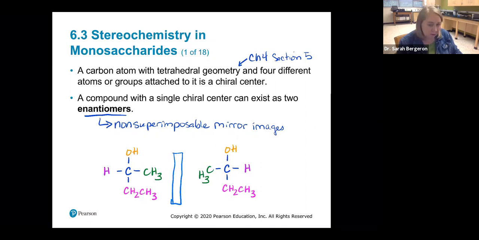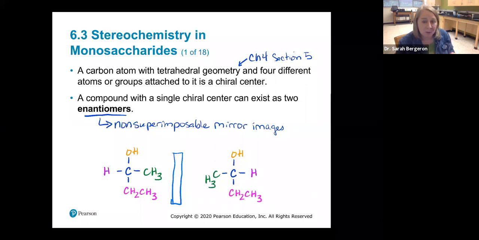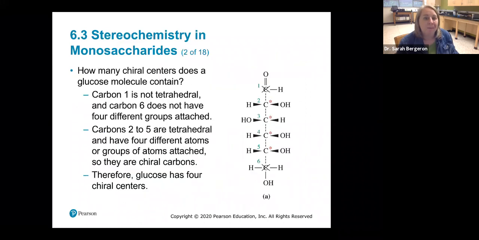It is tetrahedral, but if I took these 2 and I superimposed one on top of the other, look what would happen. My hydroxyl group would superimpose, my CH2, CH3 group at the bottom would superimpose, but what's my problem? My problem is left and right. Left and right, I have 2 different things, so I can't directly superimpose the 2. These are non-superimposable mirror images. That's really, really important.